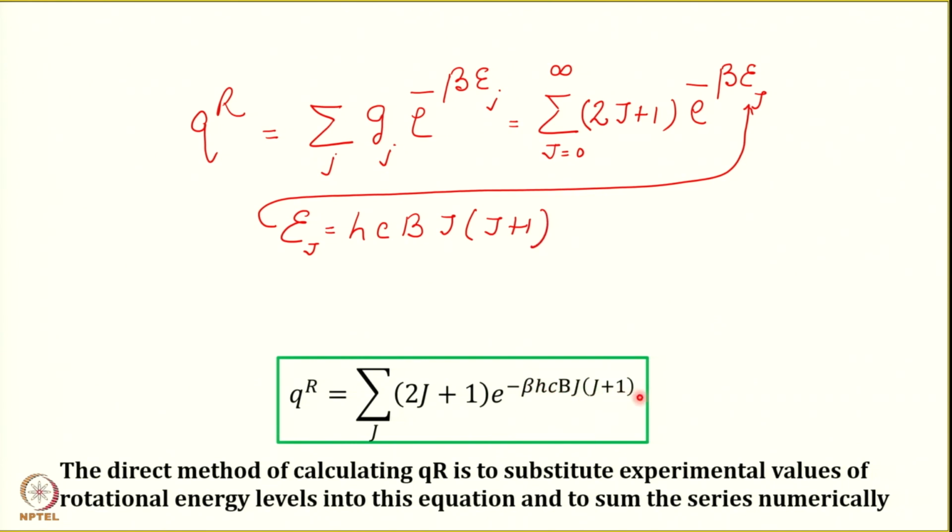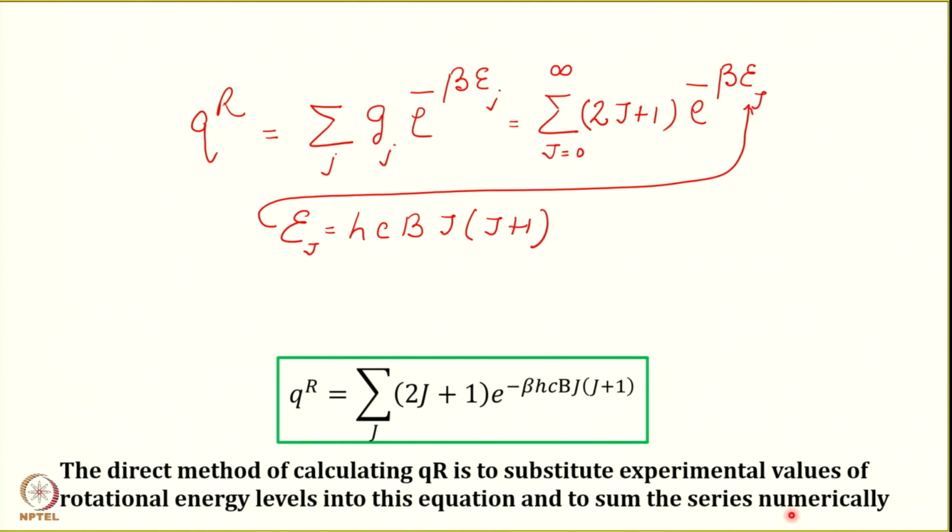So, you can use this expression and put the value of J from 0 onwards, 0, 1, 2, 3, etc., and you can directly have a summative value. That is what is commented upon here: the direct method of calculating the rotational contribution to the partition function is to substitute experimental values of rotational energy levels into this equation and sum the series numerically.